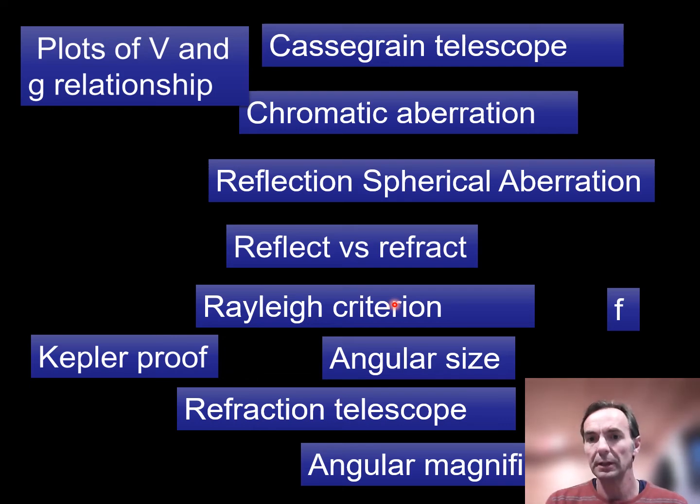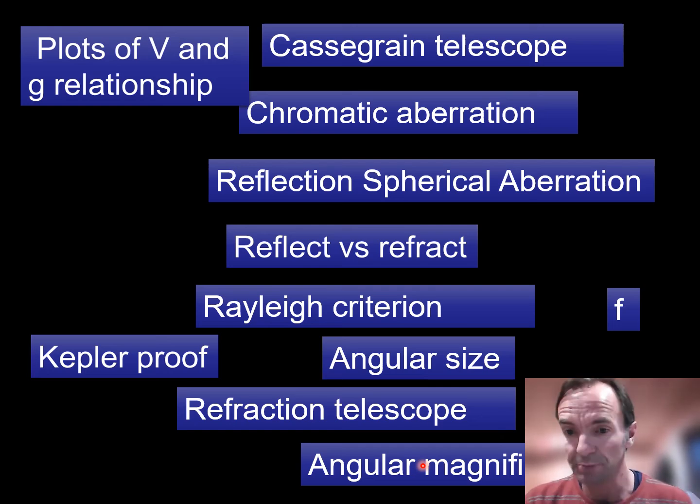Be able to use the Rayleigh criterion using wavelength and diameter of a telescope to get the angular resolution. I've got F here, that's not Facebook, that is focal length of the telescope. Angular size, height, distance away. Refraction telescope is those two lenses, lots of rays on it, practice that, and just hiding behind me here is angular magnification. Angular magnification can be the ratio of your objective to your eyepiece lens, but it can also be the ratio of your angles of one of your unaided eye compared to your A. Kepler proof, you're going to have to do the proof of the Kepler's law in a bit, but leave that for now.